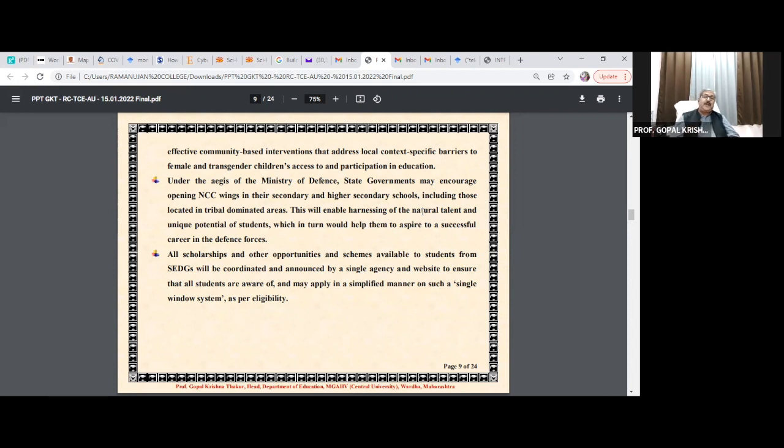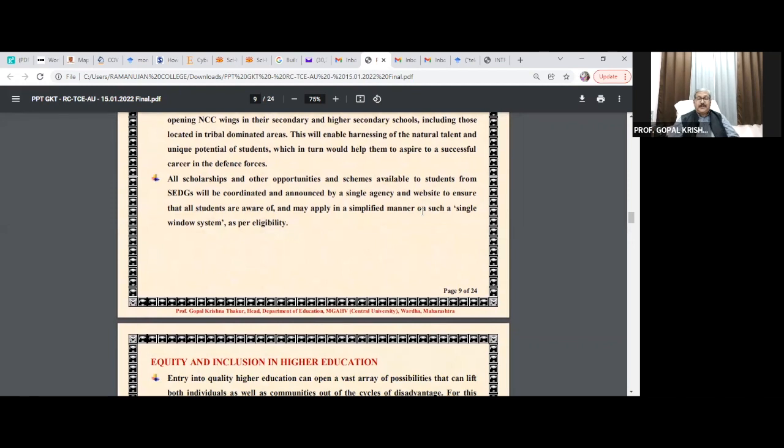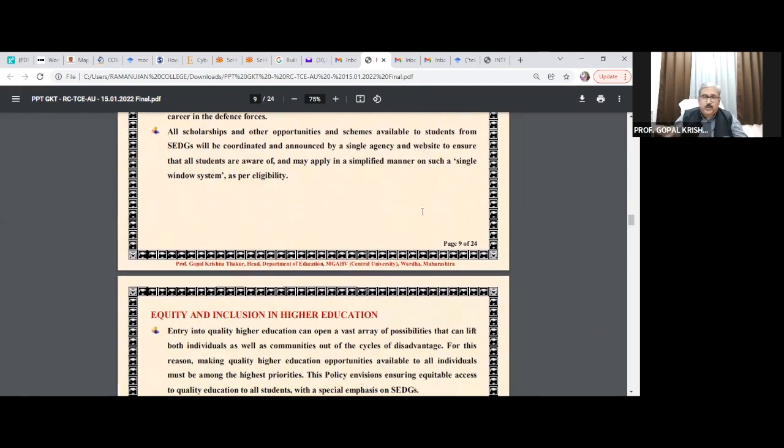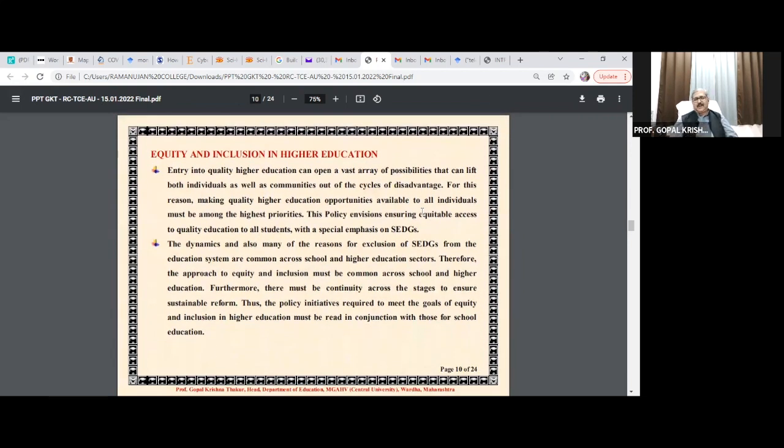All scholarships and other opportunities and schemes available to students from SEDG will be coordinated and announced by a single agency and website to ensure that all students are aware of and may apply in a simplified manner on such a single window system. So a single window system to help students get the benefits of these facilities will be created, so that students will not have to run from pillar to post to get the facilities of these areas.